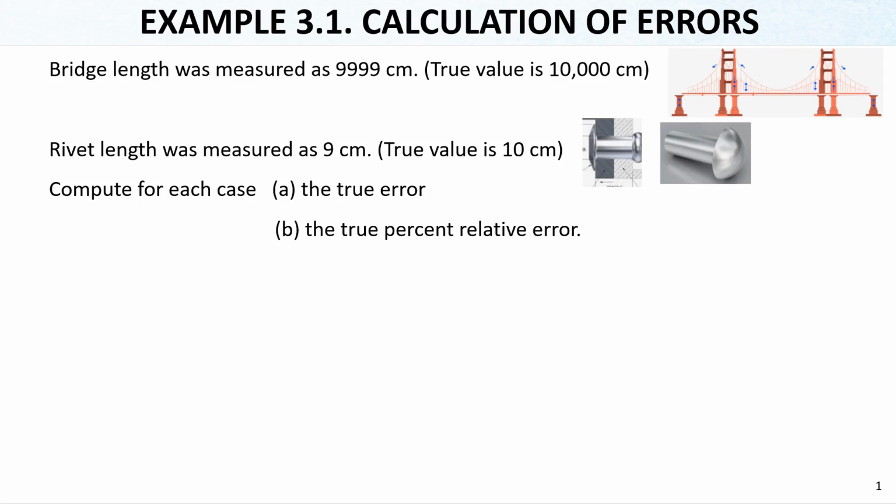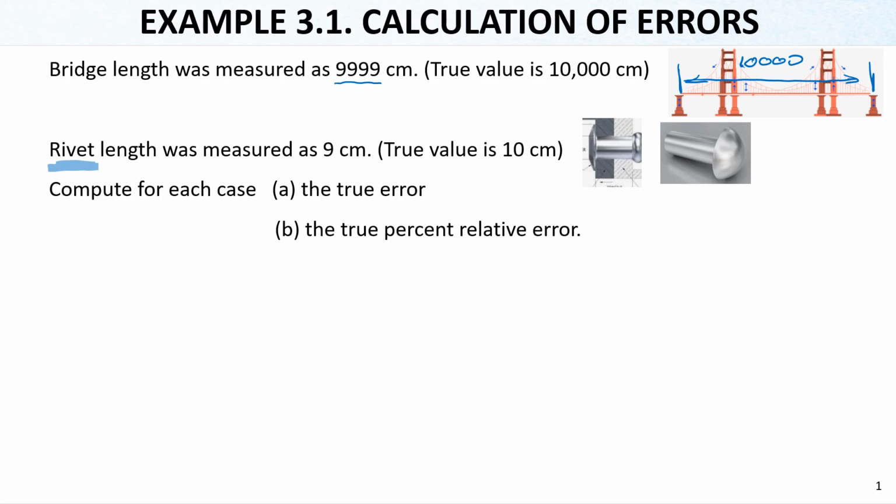Now let's show the example that we mentioned earlier, the rivet and bridge example. Let's say that we have a bridge and we know the true value is 10,000 centimeters, as you can see here. But when we measured it, we measured 9,999. So this is the length of the bridge. $10,000 is the actual value.